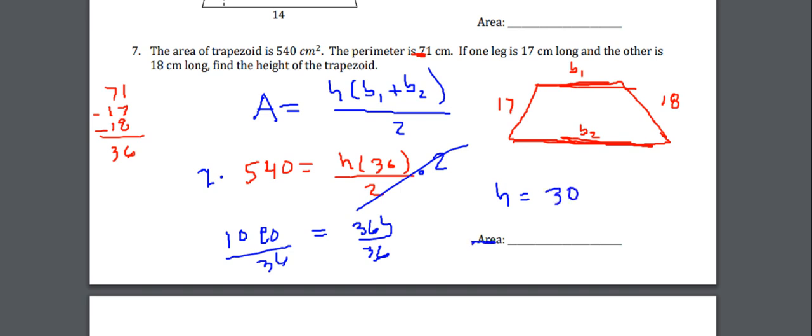And I don't know why it says area, because it told me to find the height. So we want to find the height, which is 30. 30 units, or we can write 30 centimeters, because we're talking about centimeters.